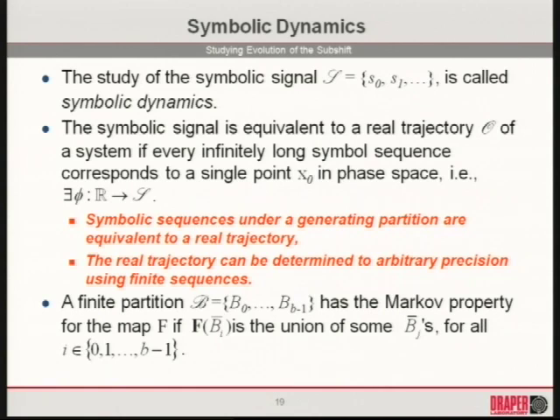There's a couple of things that follow. I think they're pretty interesting. The symbolic sequences are exactly equivalent to the real trajectory. All right, that's going out to infinity. And the real trajectory can be defined to an arbitrary precision.